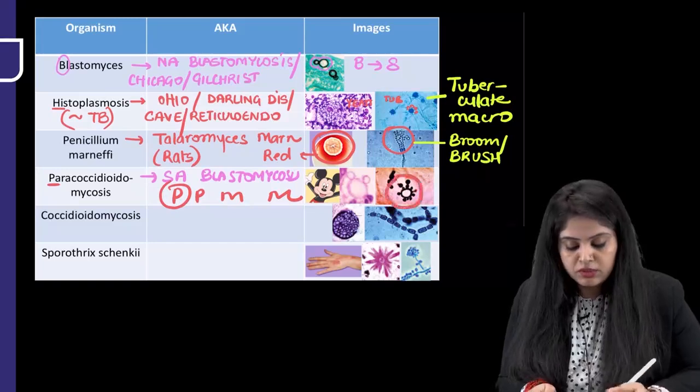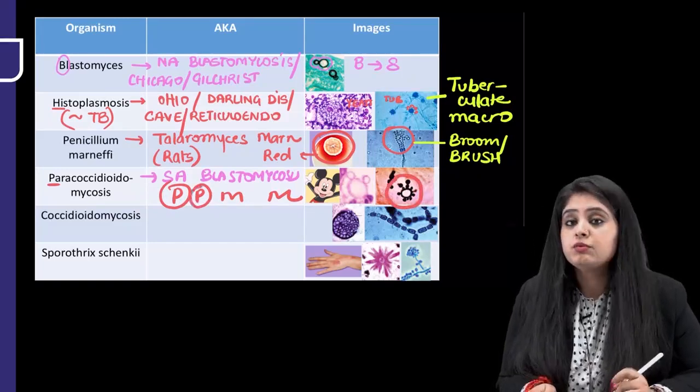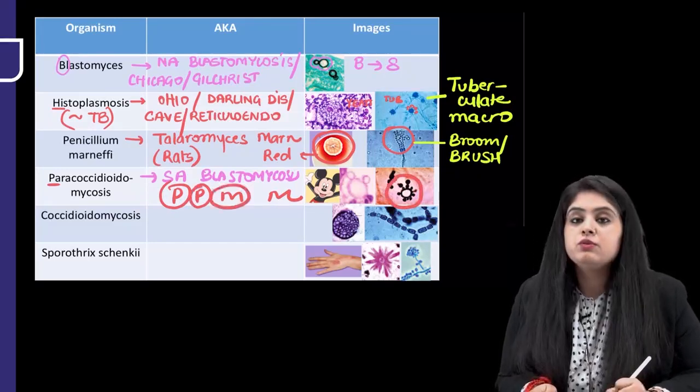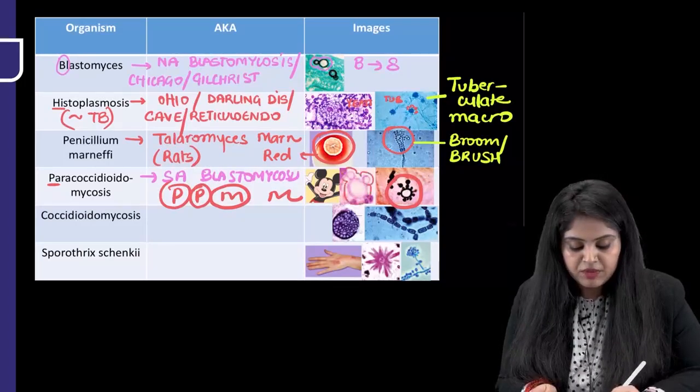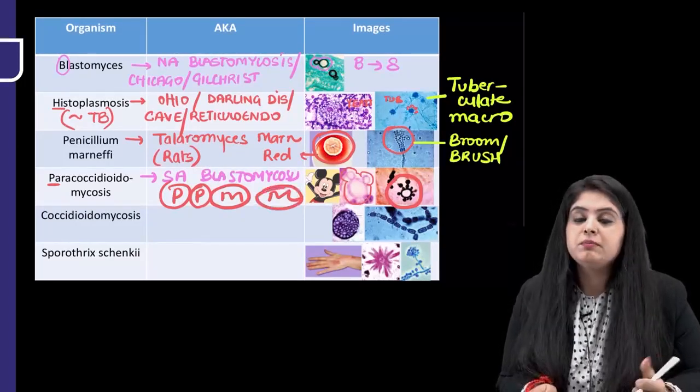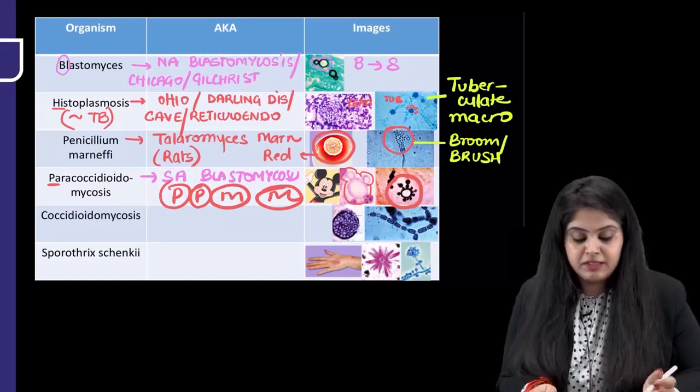Paracoccidioidomycosis shows you the pilot wheel appearance. What was the other name for pilot wheel? It was known as the mariner wheel appearance, and then you had a Mickey Mouse also. It was also showing you the Mickey Mouse. So pilot wheel, mariner wheel, Mickey Mouse, same thing.